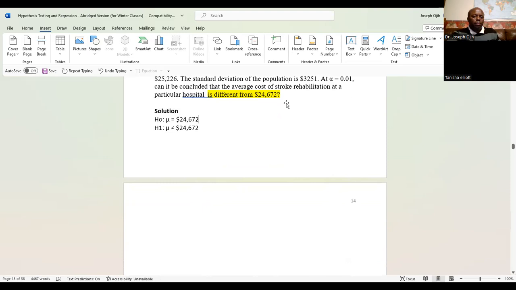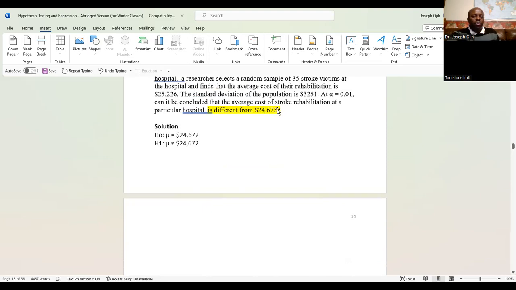But it says, can we conclude that the average cost of rehabilitation at a particular hospital is different? So that means the claim is right here. Claim. Now, since it can be either side, this is a two-tailed test. Okay, now let's read our summary statistics here.